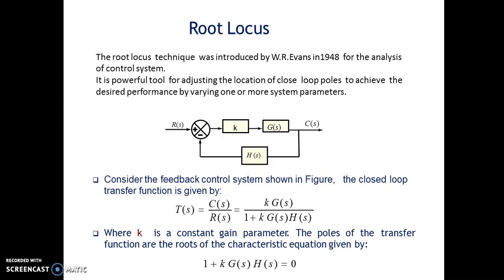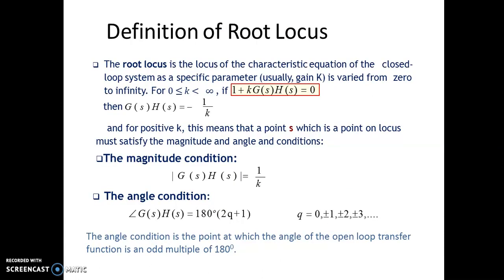This block diagram shows a simple closed loop system. From this we can find the closed loop transfer function, that is C of S over R of S. In this transfer function, the denominator polynomial is nothing but the characteristic polynomial. So the poles of the transfer function are roots of the characteristic equation. If you equate the polynomial to 0, that is the characteristic equation. From that we can find the roots, which are nothing but the poles of the transfer function.